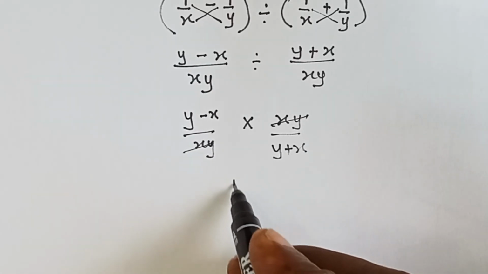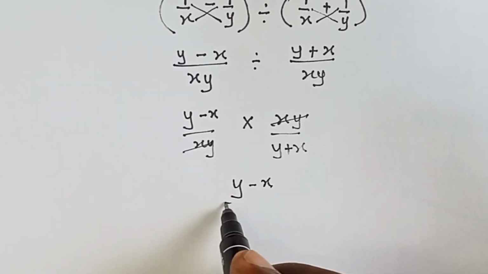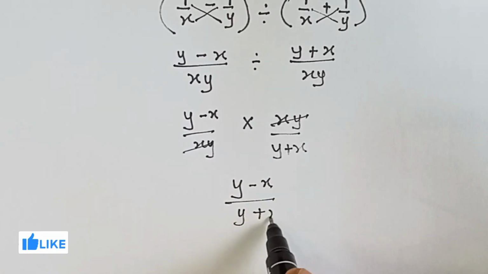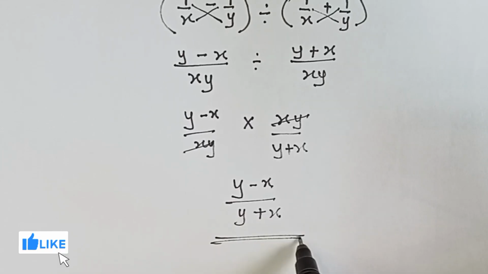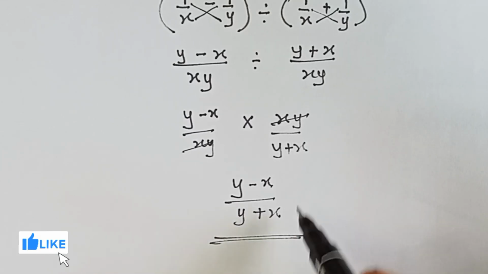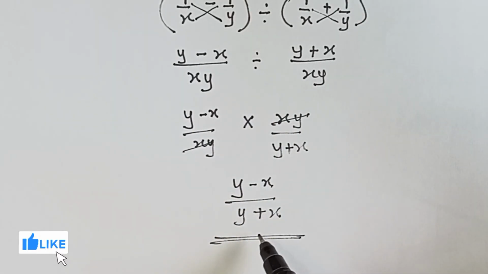Then what do we have? We have y minus x over y plus x. This is our final answer. In just 3 steps, 1, 2, 3, we're able to simplify this tricky algebraic fraction.